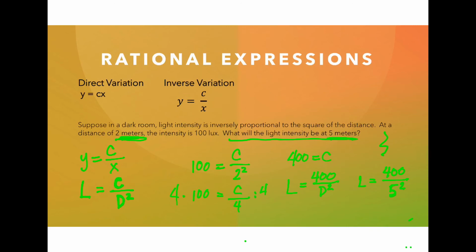Which is 16. And the units that we had for light was lux. So we would have 16 lux.